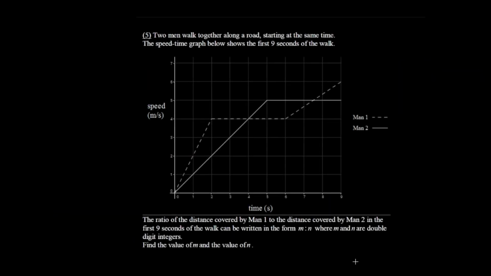Okay, question 5. We've got a speed time graph of two guys walking. They're walking at different rates for 9 seconds, and we're asked to find their distance in the form of a ratio m to n. And we're told that m and n are double-digit integers. Well, let's first of all work out the distances of these two guys.